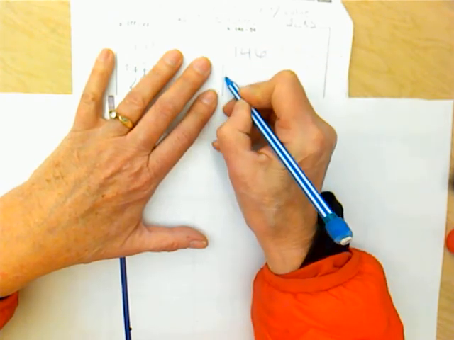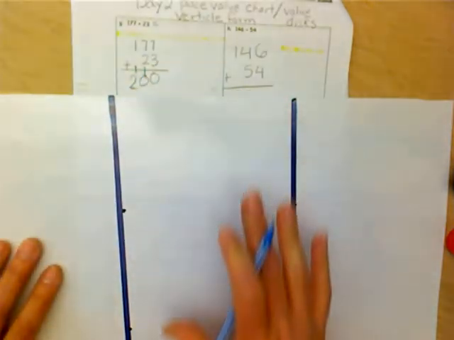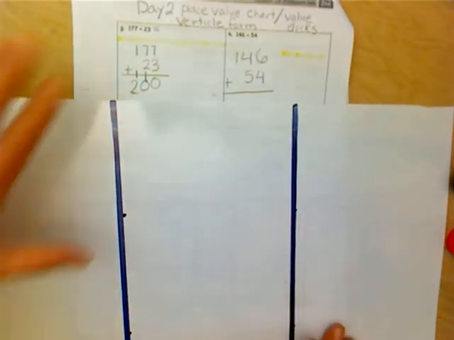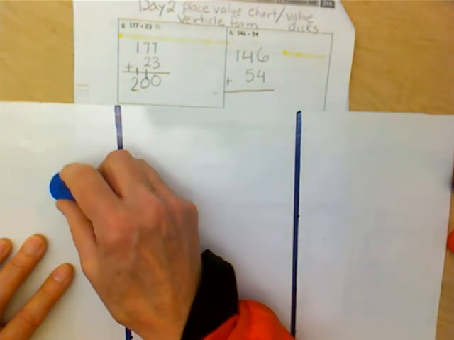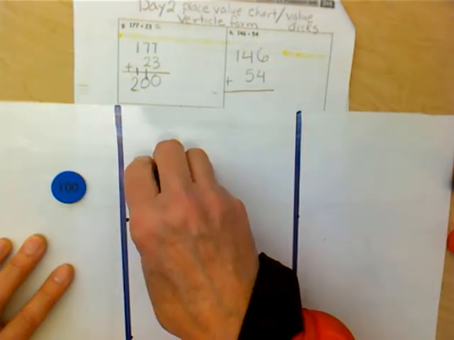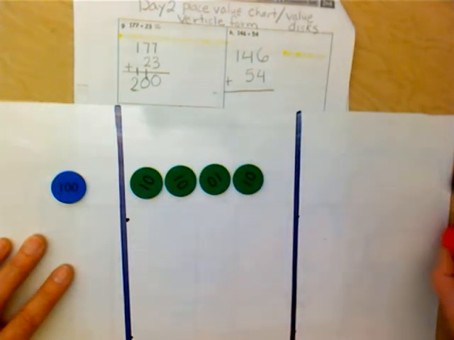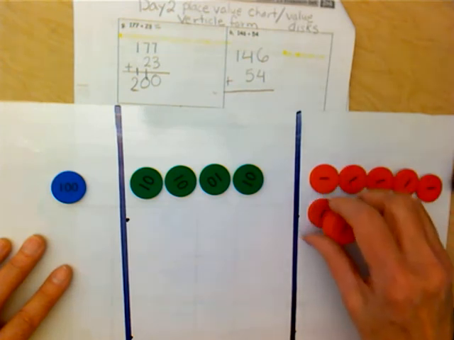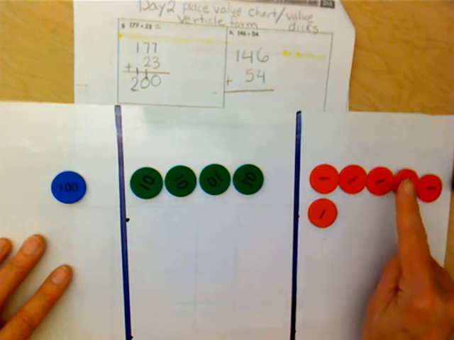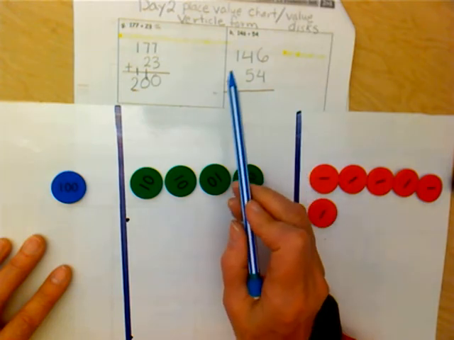146, and I'm adding that to 54. And I'm going to make sure whatever I do on my place value chart that I also do on my vertical model up above. All right, so I'm going to represent 146. There's 100, 10, 20, 30, 40, and 41, 42, 43, 44, 45, 46. There's my first add-in that I am representing. So I have 146 representing this add-in.